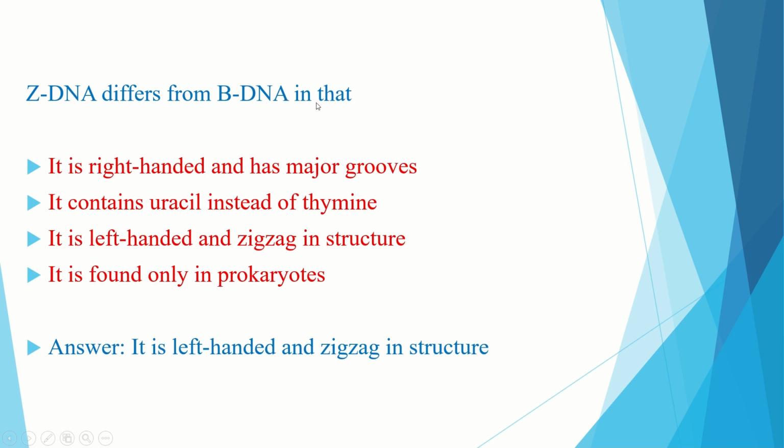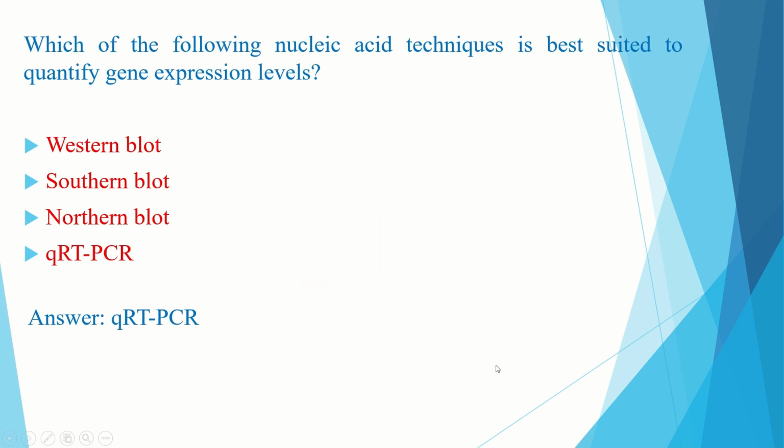Z-DNA differs from B-DNA in that it is right-handed and has major grooves. It contains uracil instead of thymine. It is left-handed and zigzag in structure. It is found only in prokaryotes. The answer is it is left-handed and zigzag in structure.